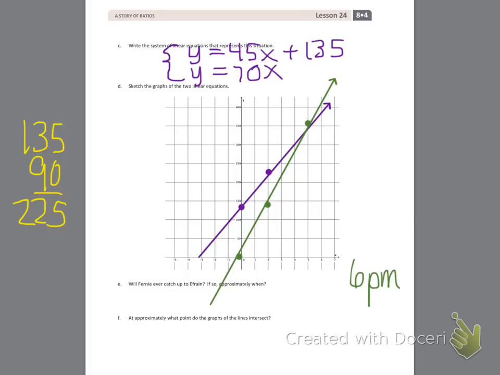And so Fernie will have been traveling for an extra 3 hours at that point. But the time will be about 6 p.m. And so the lines intersect at approximately 5 hours, 350 miles, somewhere around there. Not exactly, but close enough for our graph. So after about 5 hours of traveling, Fernie will catch up with Ephraim.